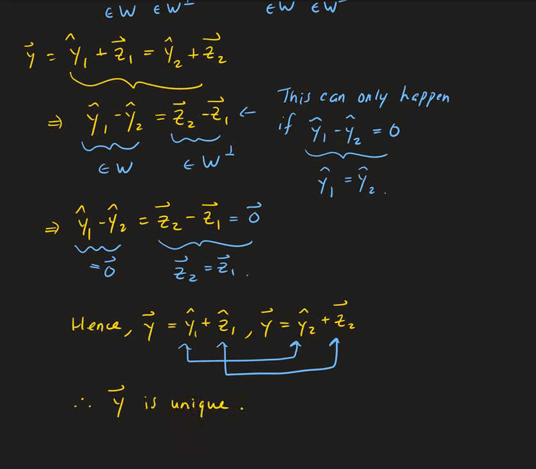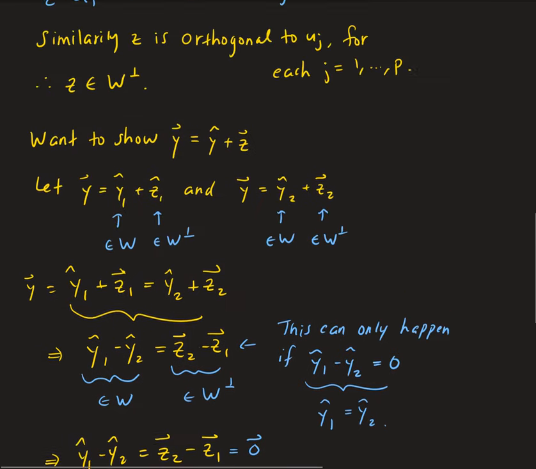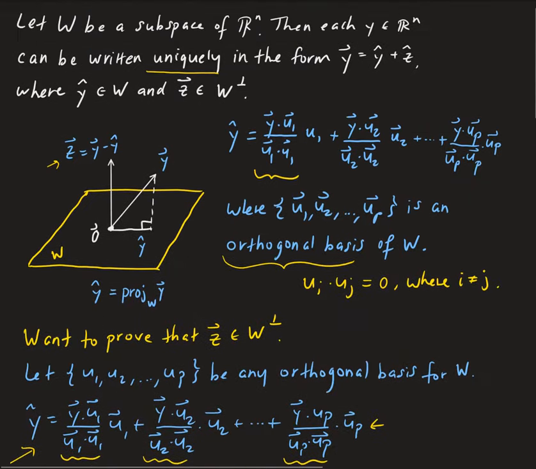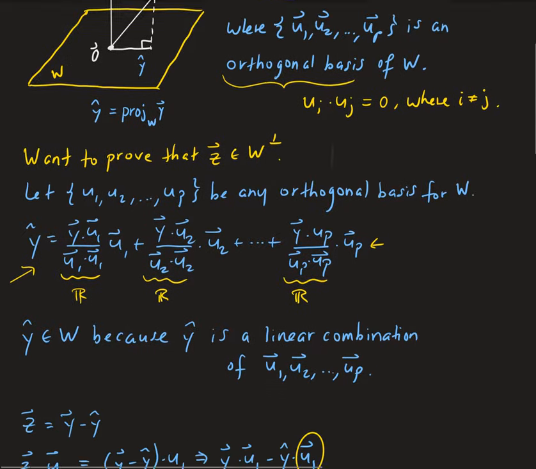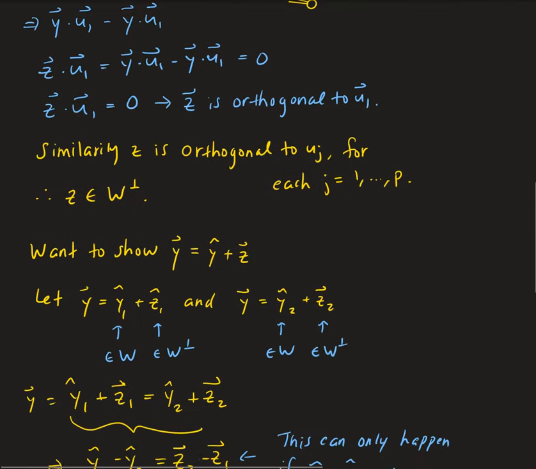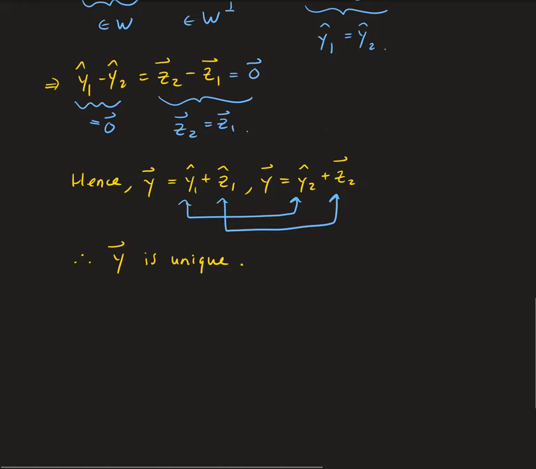And that's a very important thing. What this says is that we have a vector y and we're projecting onto W, so this is going to give us a unique representation in terms of y hat. This will lead us directly to the least squares application. So this is a very nice result.